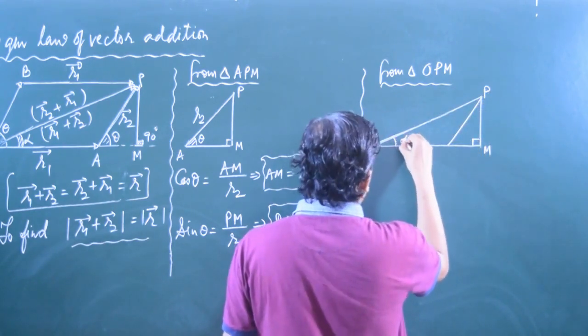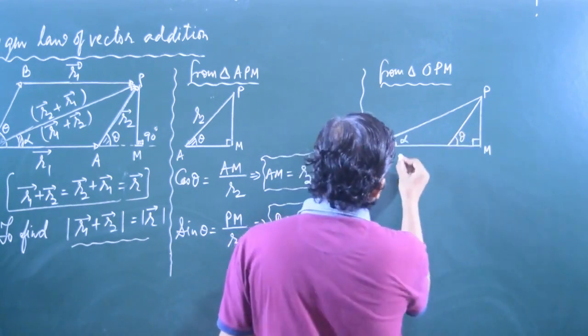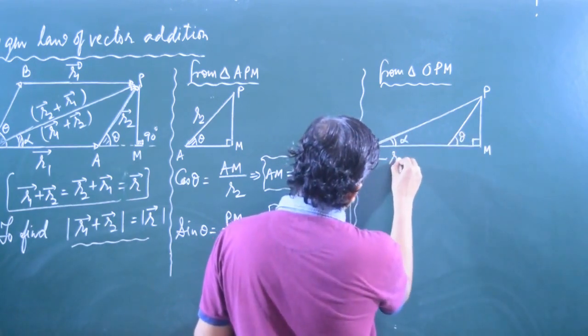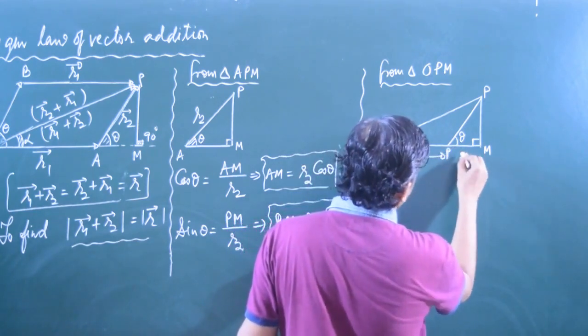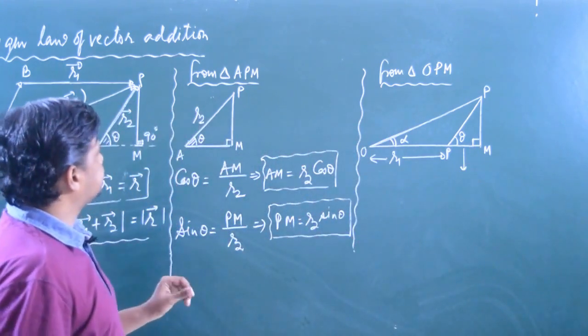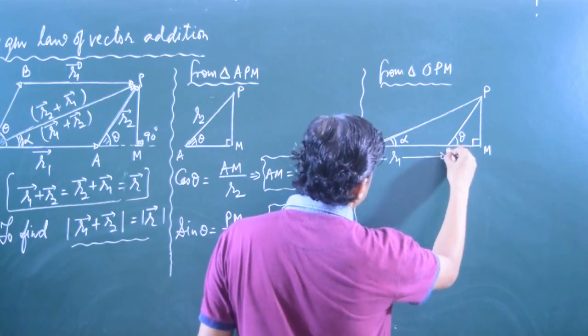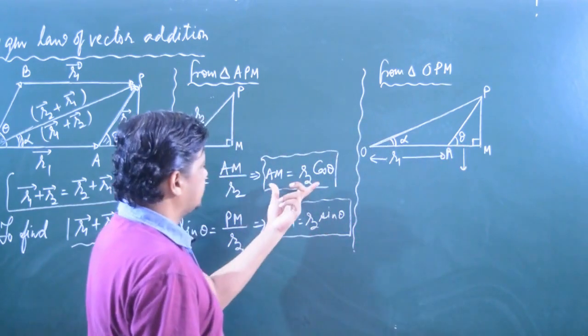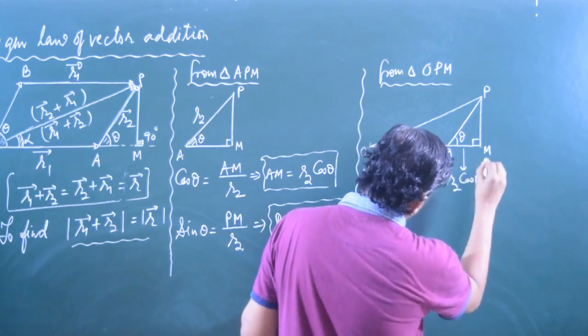So this angle is alpha, this angle we have theta. Okay, this result is what we have, it is R1. And what is the value of PM? Here PM is equal to what? AM, sorry, this point is A. What is the value of AM? That is R2 cos theta. So this result we have R2 cos theta.